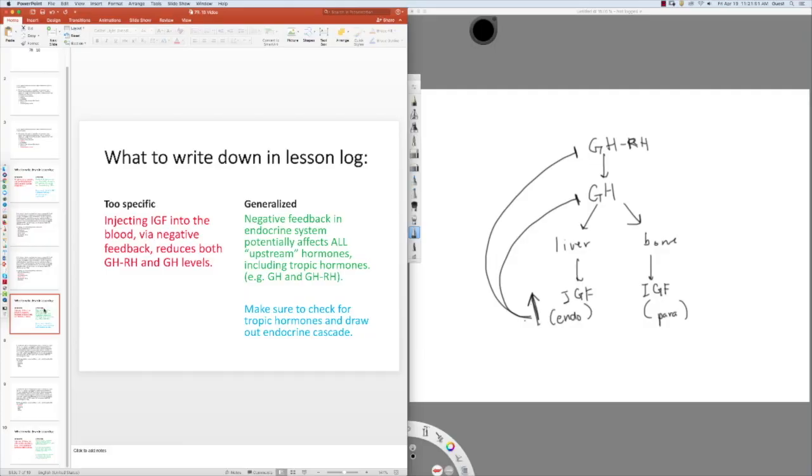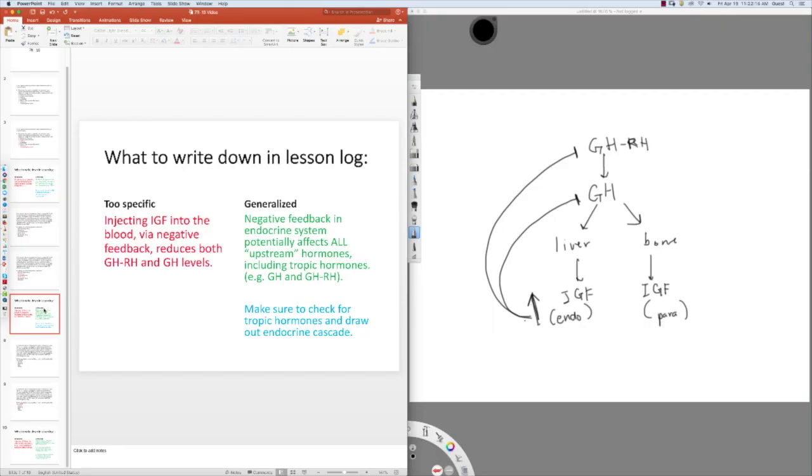And that's a common theme, right? That's a common general principle of all these endocrine loops and circuits, that there are multiple feedback loops, and you want to consider all of them. The way to do this is by drawing this entire tree out, not just starting with GH, but first thinking about whether there is anything above or upstream of GH.